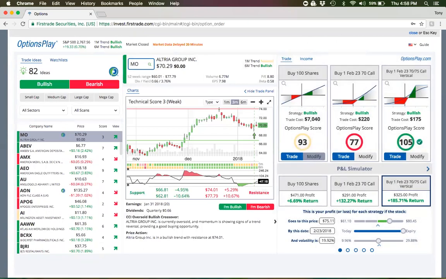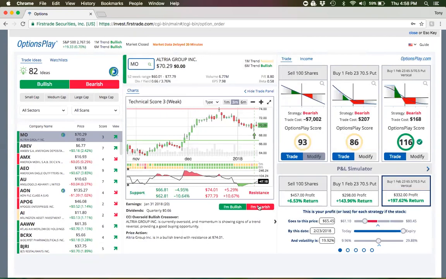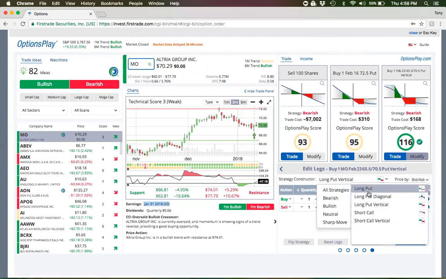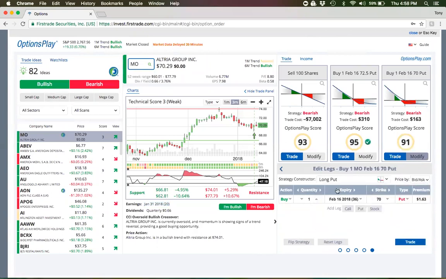Well, let's just say, for example, we're bearish on Altria. So first of all, what you can do is press the I'm bearish button here on the lower right-hand corner, and what that does is it'll bring 3 bearish strategies up here. Let's look at some puts. So this strategy, stock reports earnings on January 31st. So this February 23rd option is probably not that bad. Maybe we can look at the February options. Let's look at the February 16th.